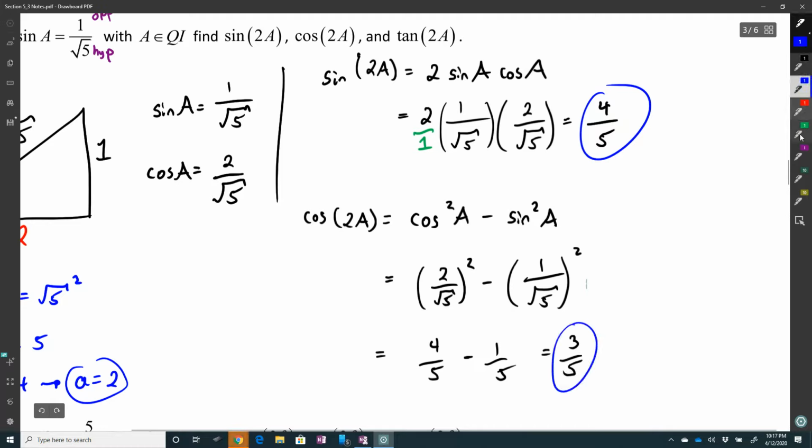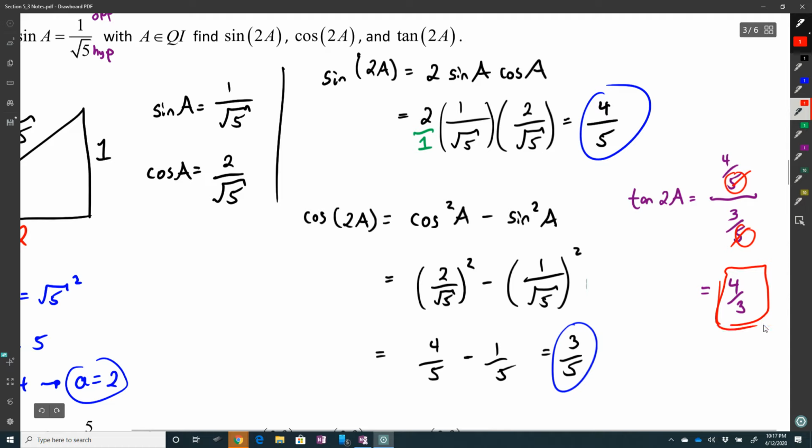And then to put it all together, tangent. I'm just going to do sine over cosine. Sine is 4/5 over 3/5. The 5's cancel. And you're left with 4/3. So there you go. Sine, cosine, and tangent. Again, you could have used the formula for tangent. You could have gotten the exact same answer, the 4/3.